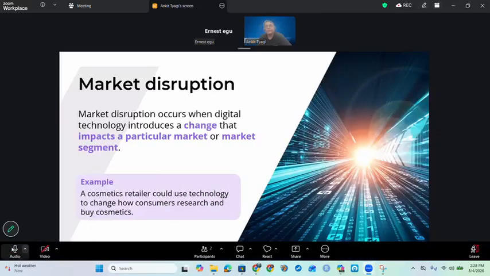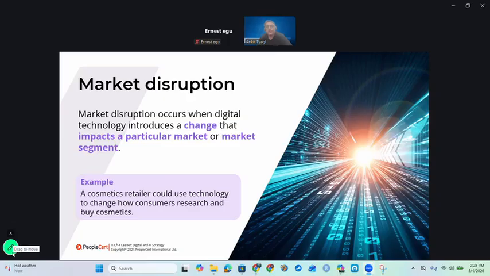Market disruption occurs when digital technology introduces a change that impacts a particular market or market segment. For example, cosmetic retailers could use technology to change how consumers research and buy cosmetics. So, like I said, the face recognition technology that we can always use, it can always affect a particular market of cosmetic retailers to identify how consumers research and buy their cosmetics.